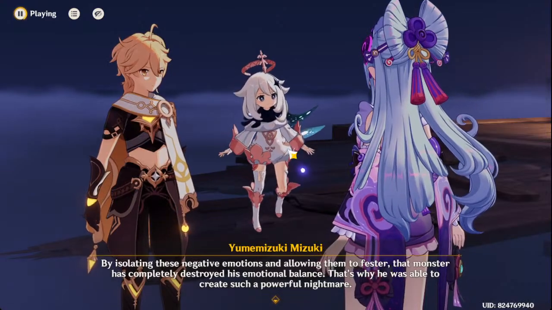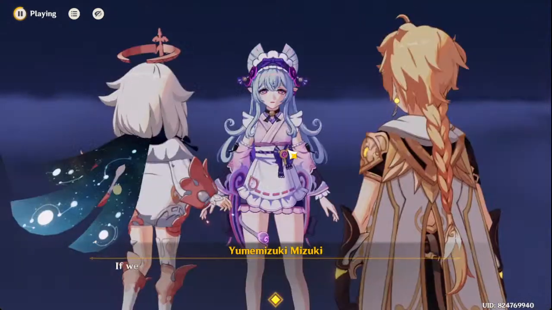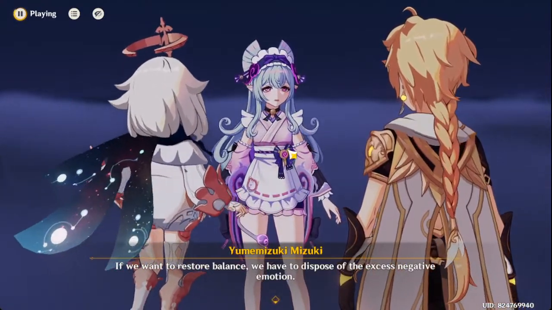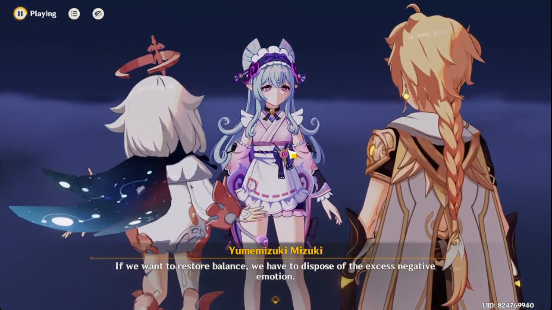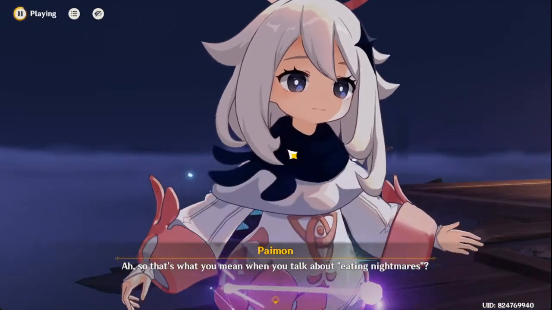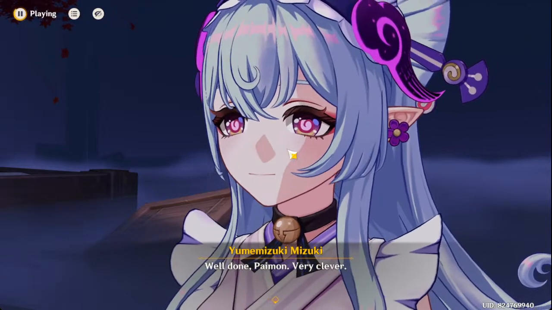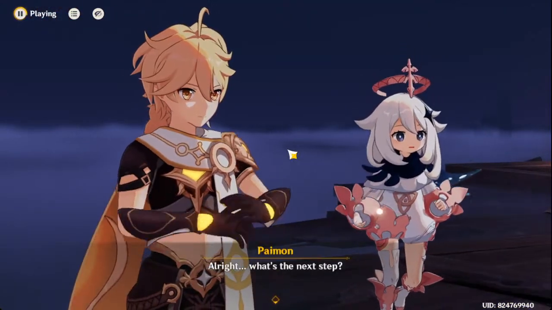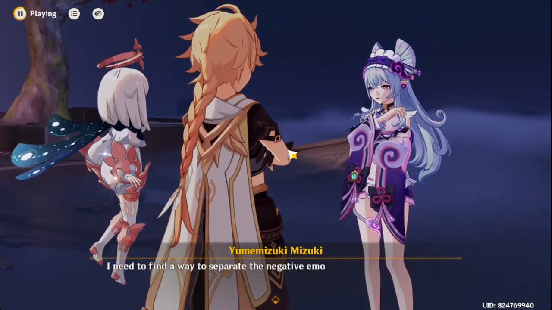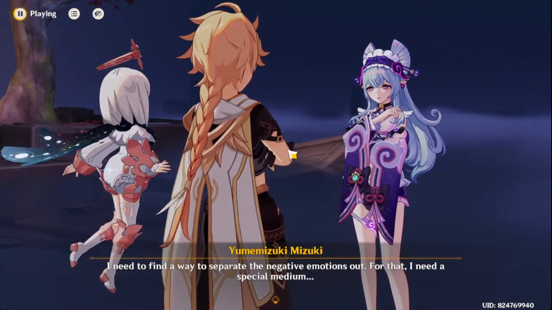That's why he was able to create such a powerful nightmare. If we want to restore balance, we have to dispose of the excess negative emotion. Oh, so that's what you mean when you talk about eating nightmares. Well done, Paimon. Very clever. Aw. All right, what's the next step? I need to find a way to separate the negative emotions out. For that, I need a special medium.